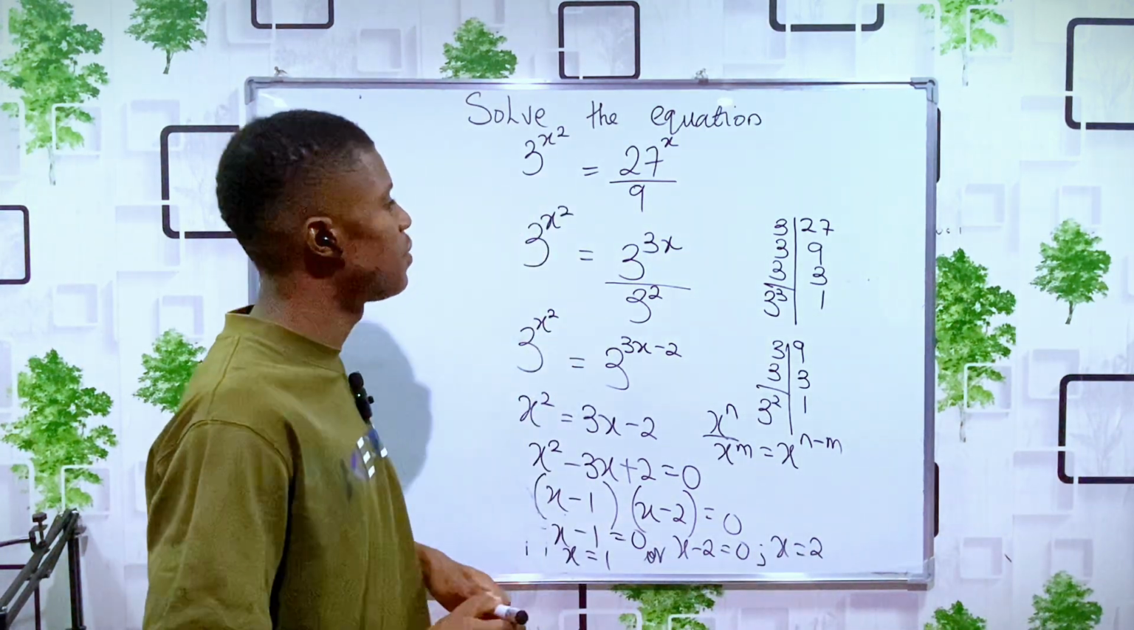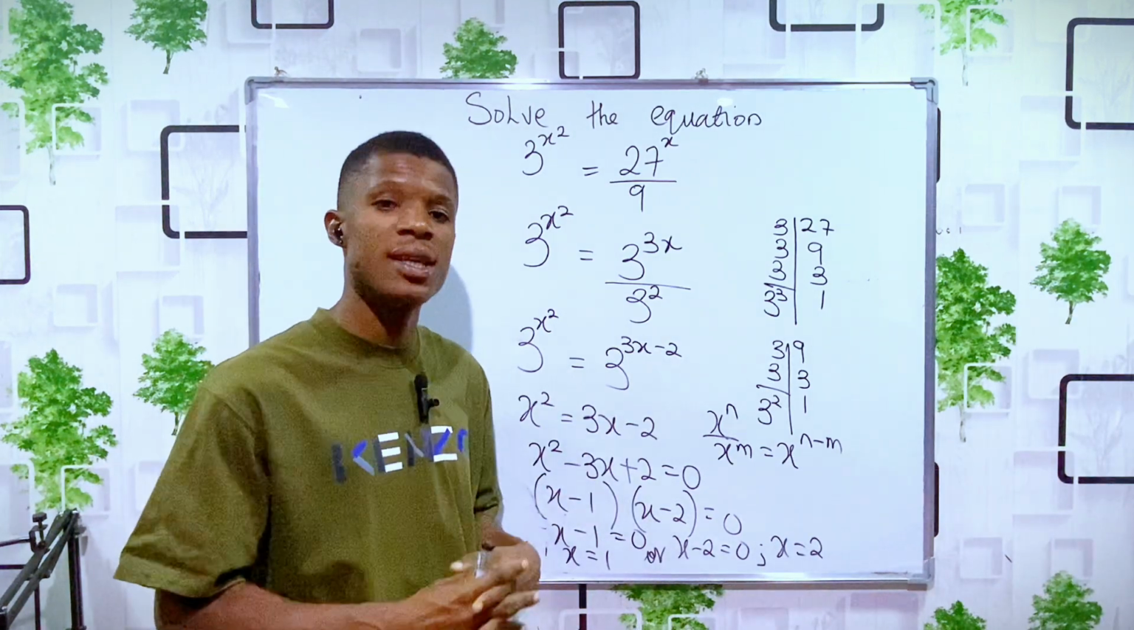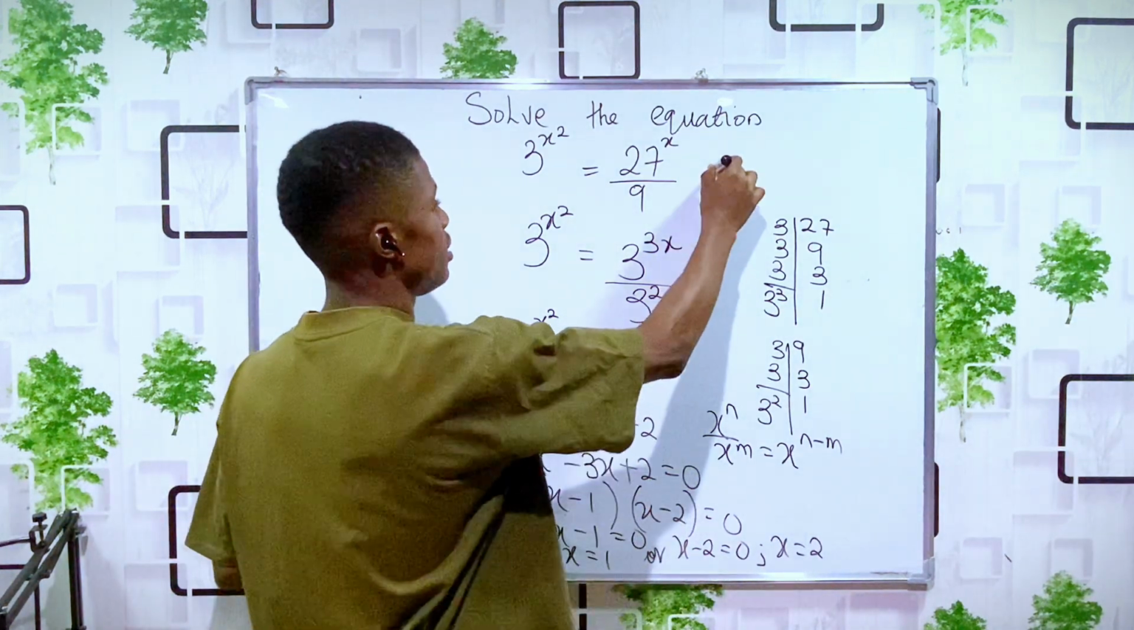So the two possible values that satisfy this given initial equation are x equals 1 or 2.